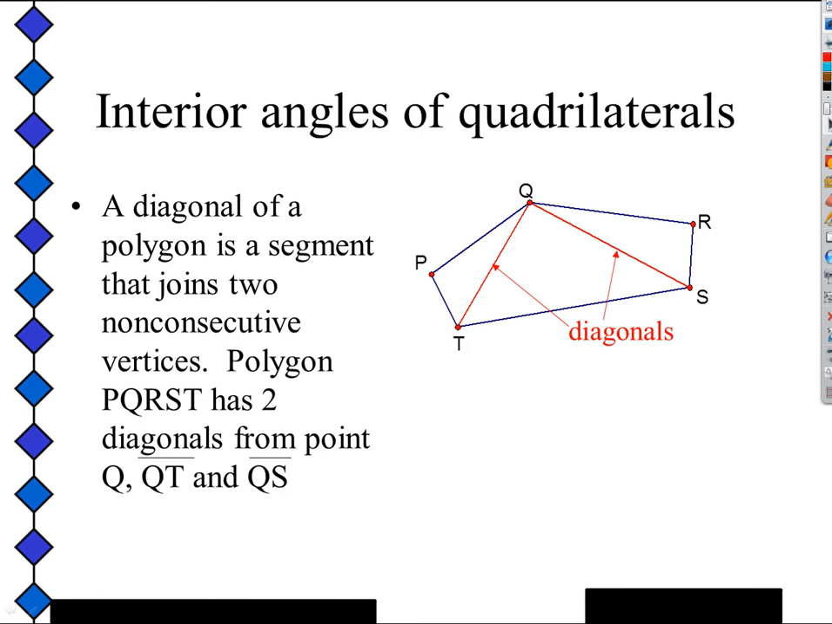So if we're looking at the diagonals of point Q, QR wouldn't qualify. That's a side, right? Sides and diagonals can't be the same thing. They're different. QR is a side, QP is a side. But as soon as I skip through R or I skip through P and connect Q to one of the other vertices, those form diagonals, right?